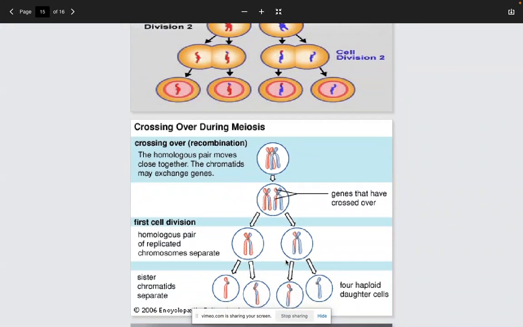This here is going to show you what crossing over entails. The homologous pairs move close together. The chromatids may exchange genes. So it's this exchanging of genes that we call crossing over. As you can see here, the red and the blue, you've got a crossing over of a red with a blue and a red with a blue. This is what's going to give us our genetic diversity.